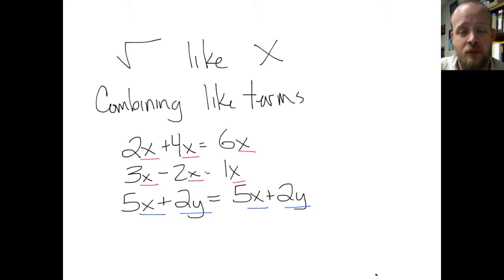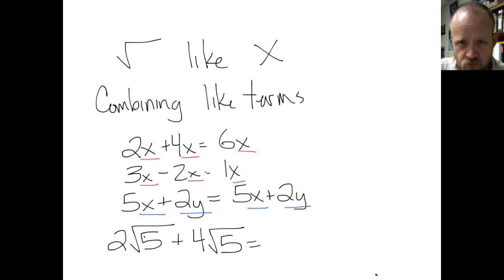The same thing is going to happen with radicals. That is to say, 2 times the square root of some number, in this case we'll say 5, plus 4 times the square root of 5 can be combined into 6 times the square root of 5 using the same basic pattern. Let's look.